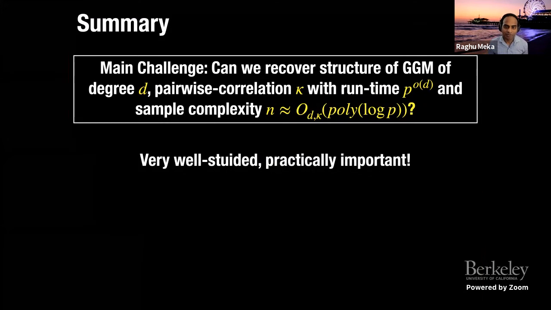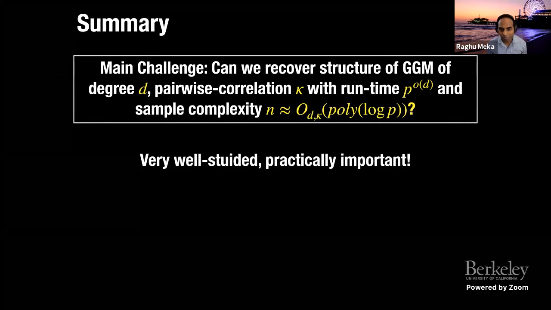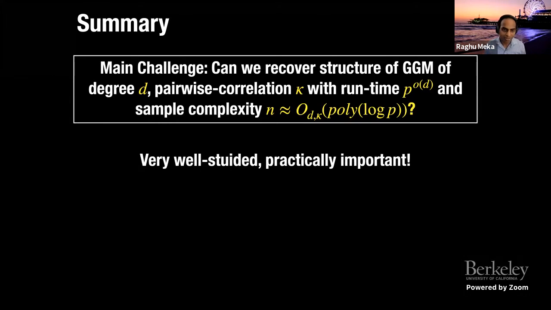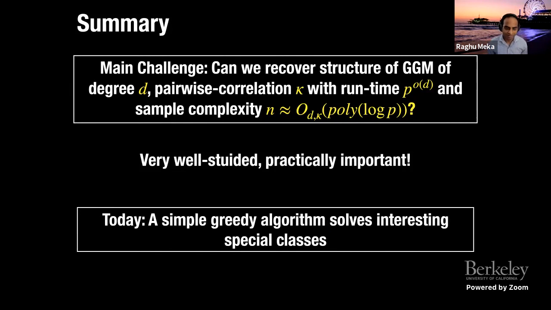And in summary, the main challenge that we talked about was that of learning GGMs, with degree d and pairwise correlation kappa, and we want runtime which is p to the little o of d. I don't want to enumerate all possible neighborhoods. And can you get sample complexity that is polylog p? I'm allowing you, let's say, even arbitrary dependence on d and kappa, but you should really be able to do poly d, poly 1 over kappa. And the problem is very well studied, it's practically important. And today I described a greedy algorithm which solves the problem in some interesting special cases.